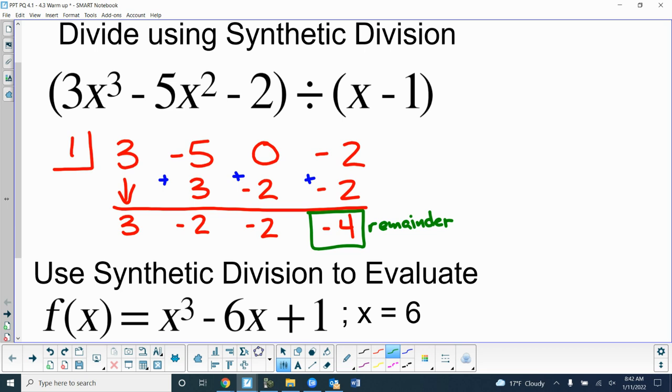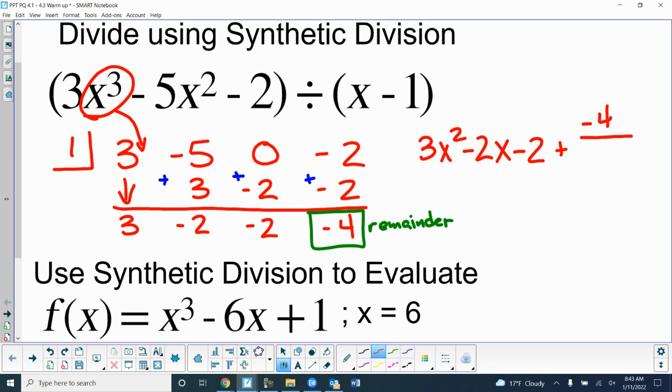Okay? So our answer is written, okay? It started out as x cubed right there, right? In our answer, it's always 1 less the exponent, okay? So our answer is 3x squared minus 2x minus 2, and then that's our remainder. So our remainder plus, and then we put -4 over, what were we dividing by? X minus 1. So that's the answer.